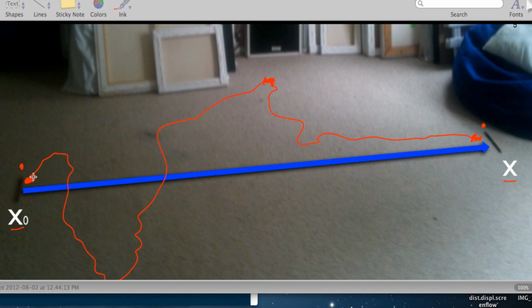Well, this crazy path that he takes is the distance that he covers. The fact that he starts here and ends here, this coordinate x minus the initial coordinate x0, is his displacement.